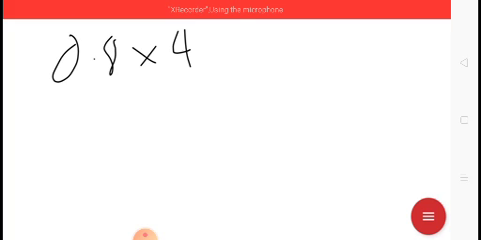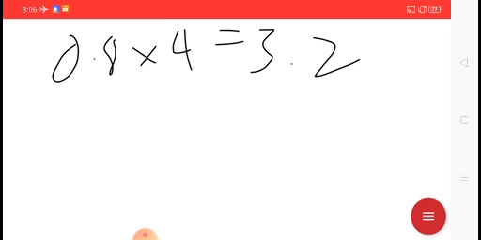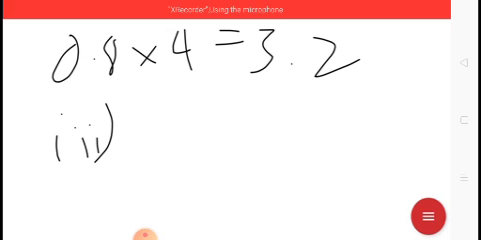Okay, number 1, part 2. Find the mean of the number of elephants seen during the 4 days of her safari. So 0.8 is for 1 day. Now you have 4 days, 0.8 times 4 is 3.2. Part 3: find the probability that Ellen sees at least one elephant during 4 days of her safari.